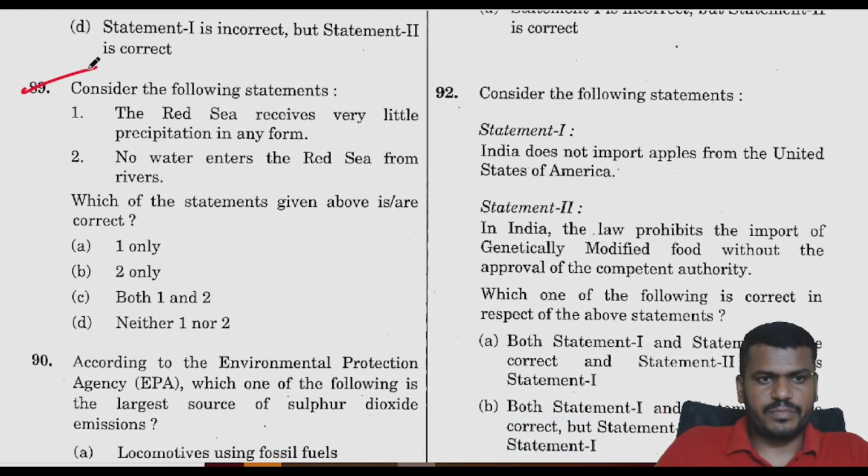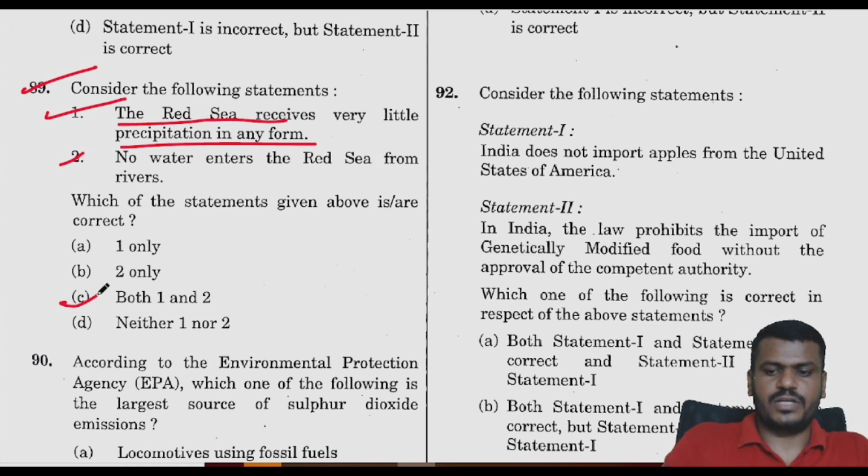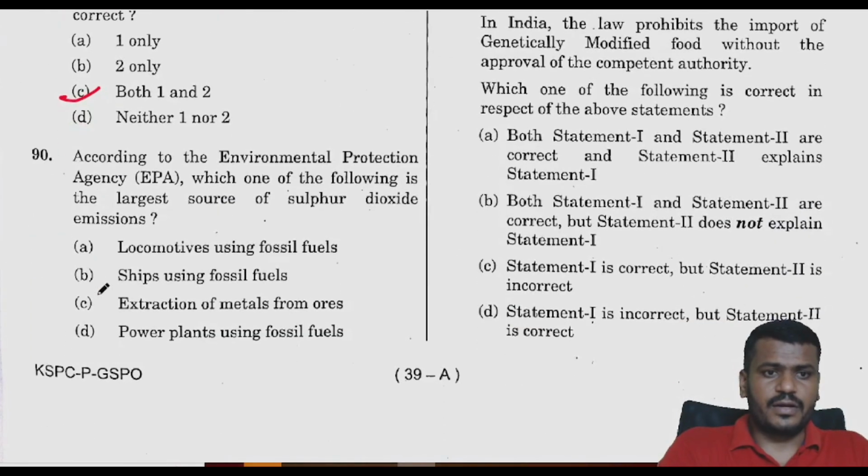Next, 89th question, basic geography question. The Red Sea receives very little precipitation in any form. That is correct. No water enters the Red Sea from a river. That is also correct. Both statements 1 and 2 are correct. It's an old question as well, repeated.